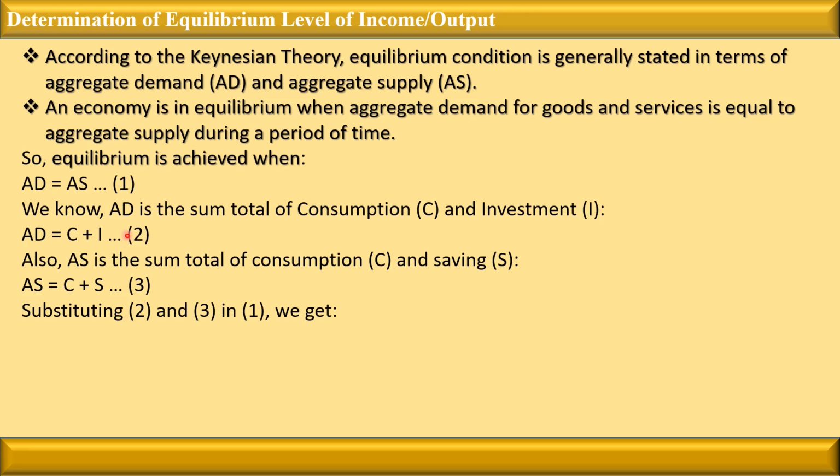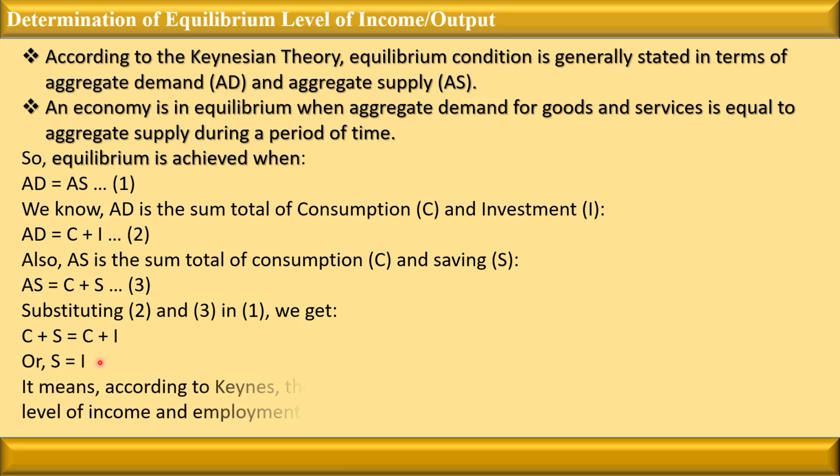If we subtract second and third, we will get consumption plus saving equal to consumption plus investment. Consumption is common, so consumption can be cancelled. We can say that saving will be equal to investment.